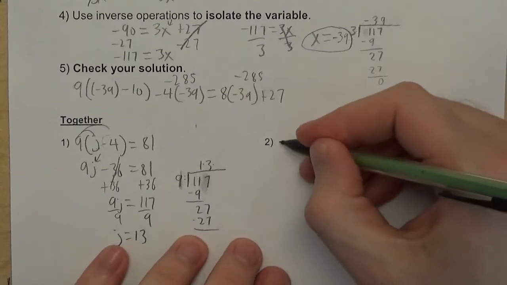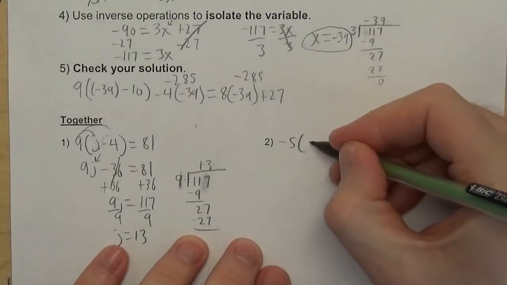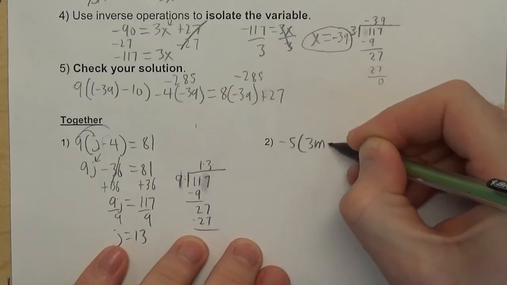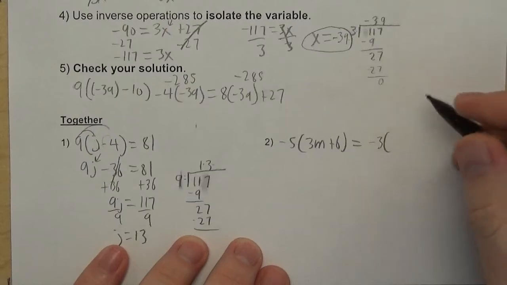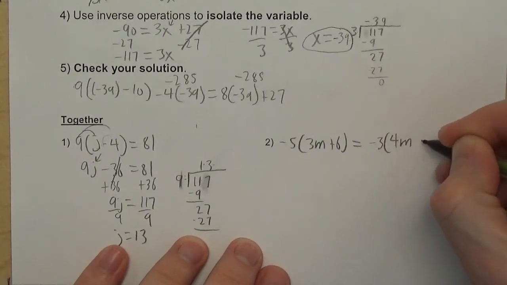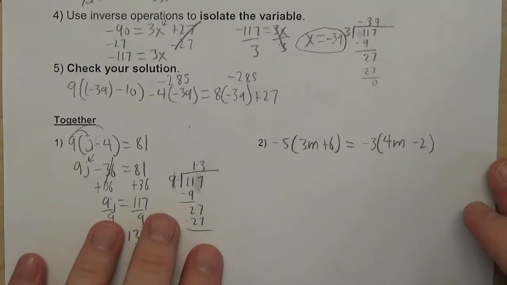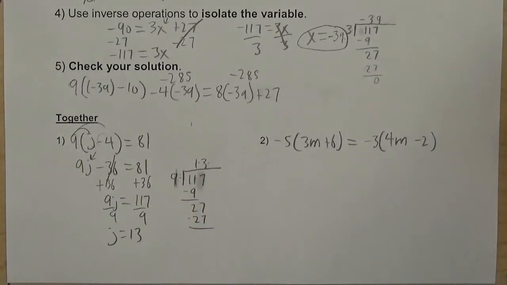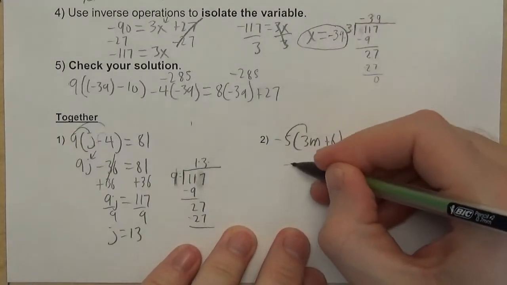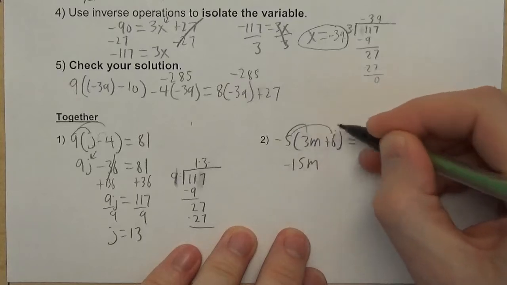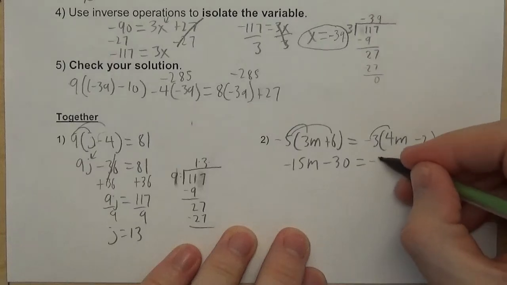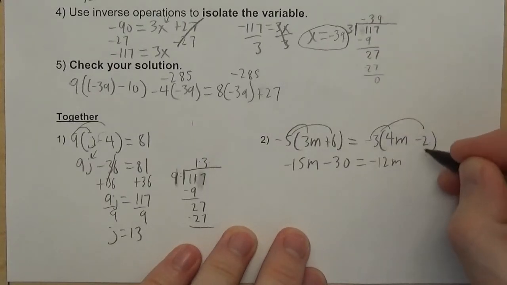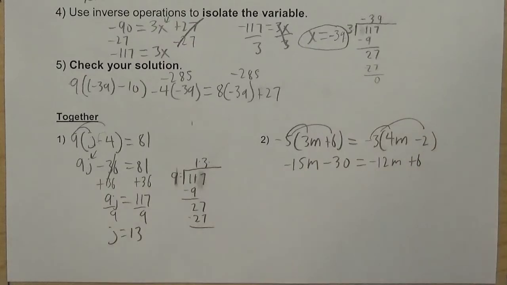All right, number 2 is negative 5, and then in parentheses, 3m plus 6 equals, on this side, negative 3, and then in parentheses 4m minus 2. All right, step number 1, use the distributive property to eliminate parentheses. I always want to deal with those parentheses first. Negative 5 times 3m is negative 15m. Negative 5 times 6 is negative 30. On this side, negative 3 times 4m is negative 12m. And negative 3 times 2 is positive 6.